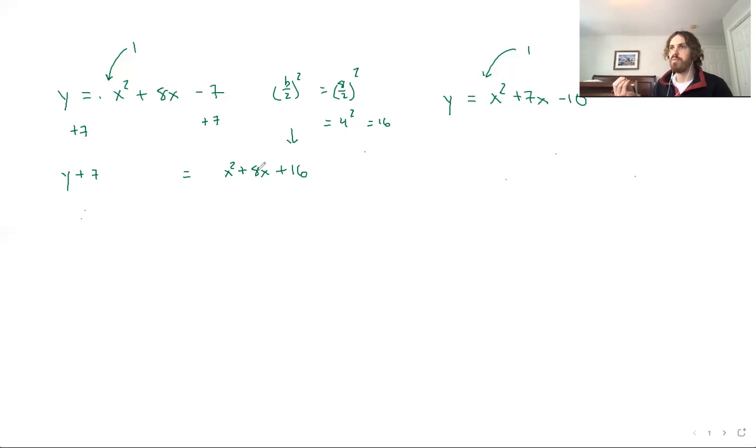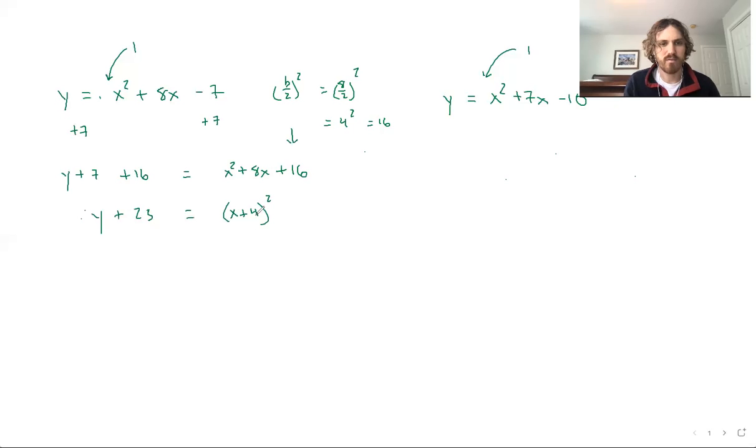And the perfect square trinomial is a trinomial that can be factored to a binomial squared. Well, if I add 16 on that side, I better add 16 over here as well. Otherwise, I've changed my function. So now I'm going to have y plus 7 and 16 makes 23 equals. And now I need to write this as a binomial squared, right? That's the whole point. We're trying to get to vertex form where you have x minus h squared. So x squared plus 8x plus 16, that is x plus 4 squared.